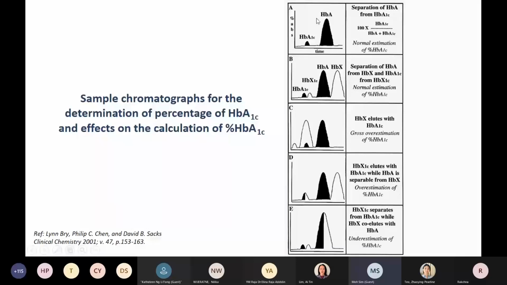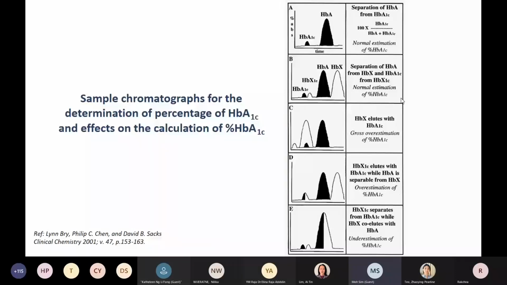So let's start off with box A. Box A shows the chromatogram of a patient who actually has no hemoglobin variant. So you have HbA and you have a small HbA1c portion. In box B, this patient has hemoglobin variant HbX as well as a corresponding glycated portion, which is known as HbX1c. However, HbA is clearly separated from HbX during elution, and HbA1c is separated from HbX1c, and therefore HbA1c levels are not affected by the presence of the variant.